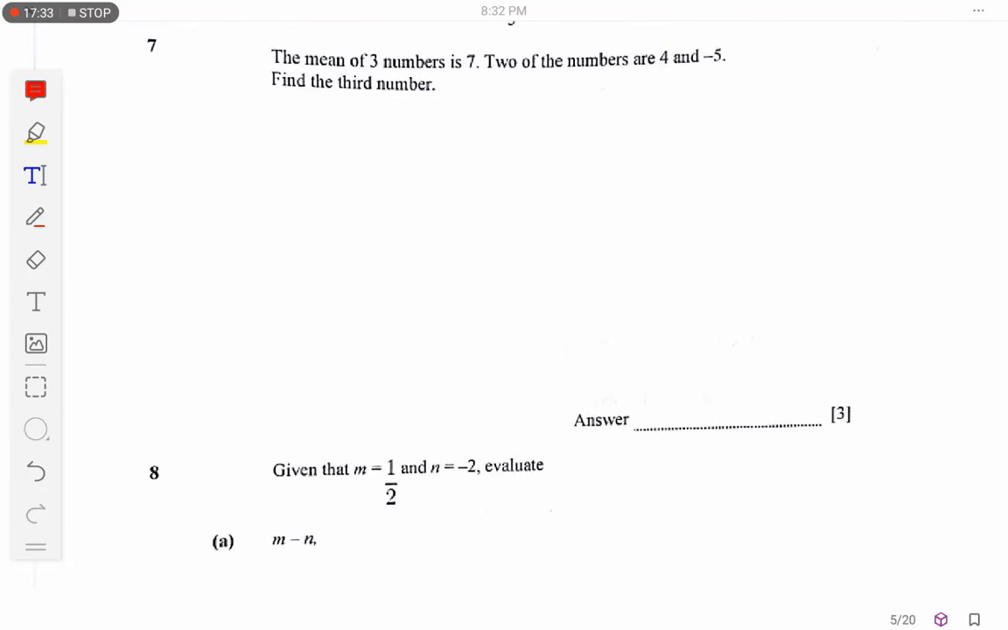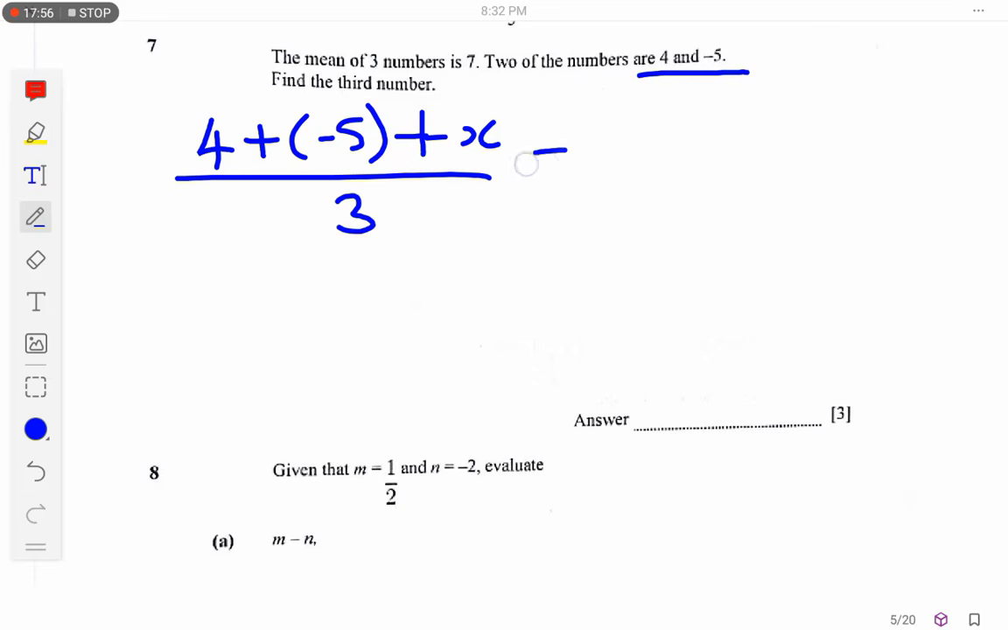Now we want to find, we are told that the mean of 3 numbers is 7, meaning to say the average of 3 numbers is 7. So the numbers we are given are 4 and minus 5, then we don't know the third number. So we can say 4 plus minus 5 plus a certain number, which we can call x, divided by 3 will give us 7.